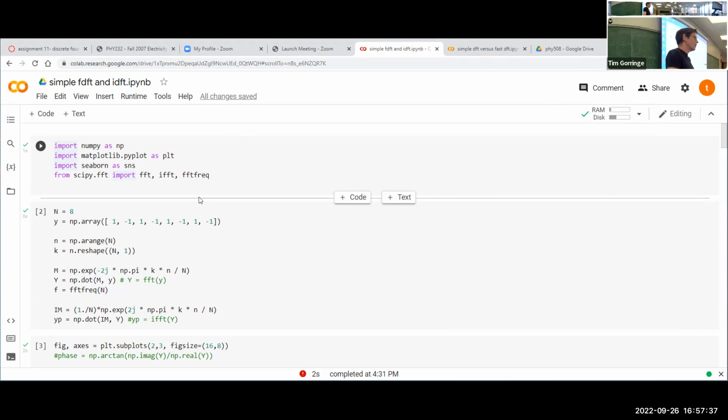Because with a lot of computational things, whenever you do your computation, chances are you're going to get an answer. It's really whether it makes sense or it doesn't make sense. So you've got to be able to spot whether it makes sense or doesn't make sense. Okay.